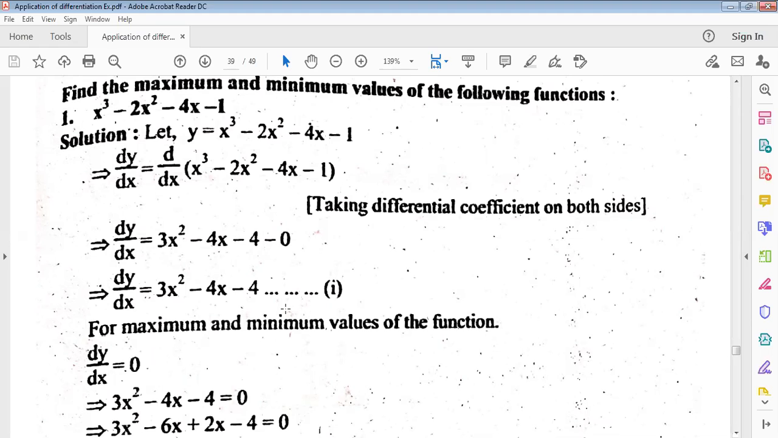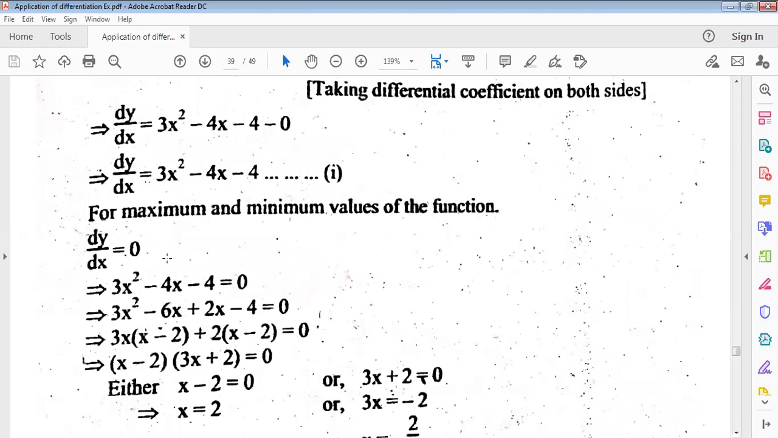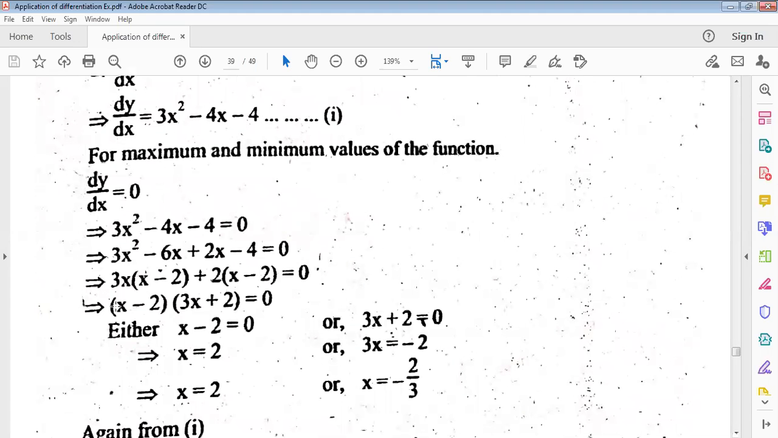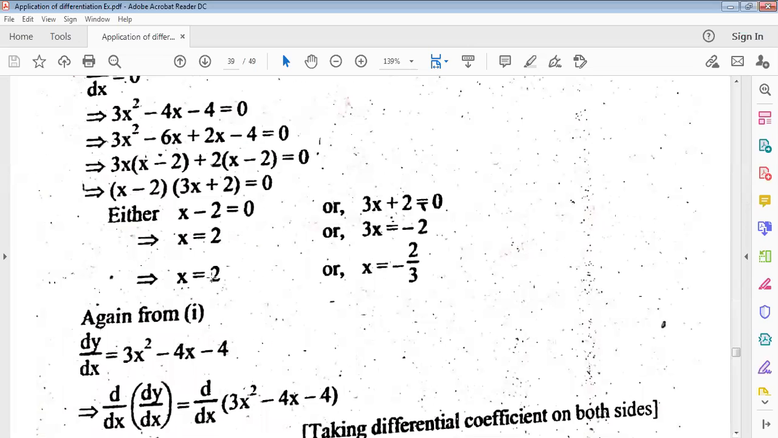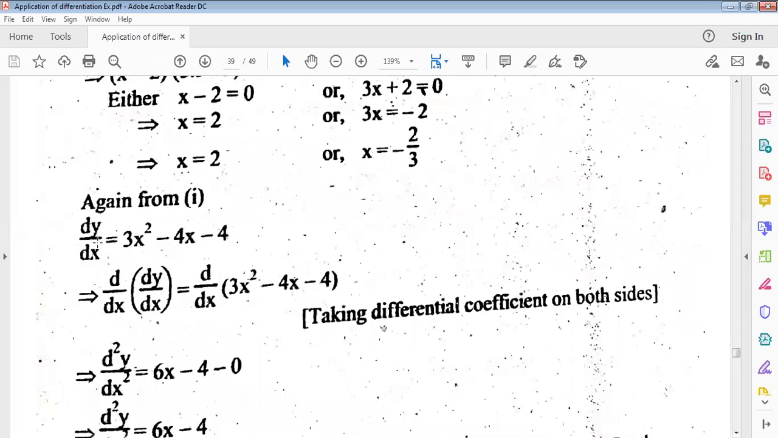Now for the maximum and minimum values of the function, dy dx will be 0. So dy dx equals 0. Now solving this, just taking the middle term factor, we get x minus 2 and 3x plus 2 equals 0. Either this equals 0 or this equals 0. So x equals 2 and x equals minus 2 by 3.